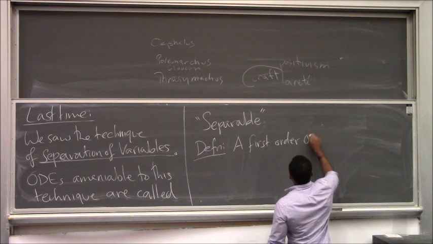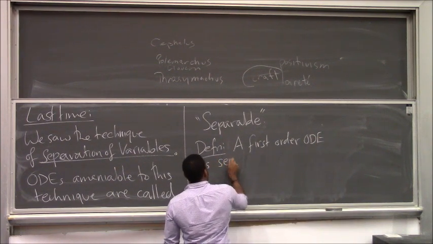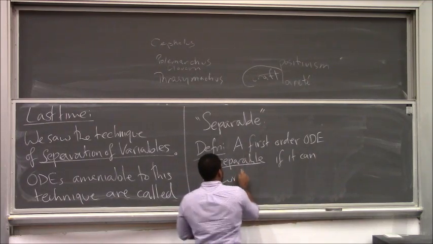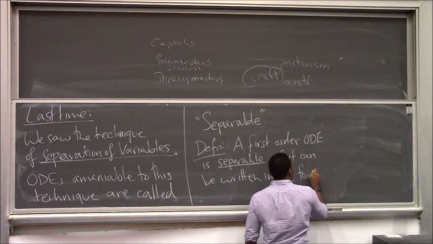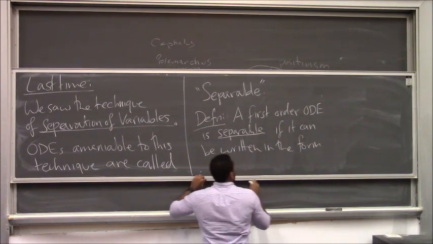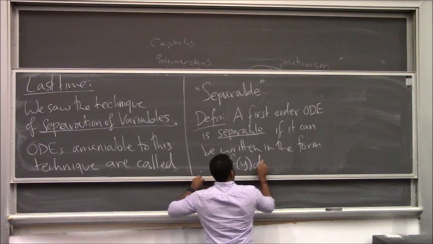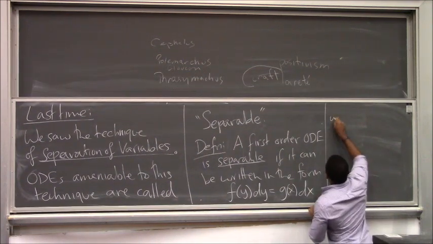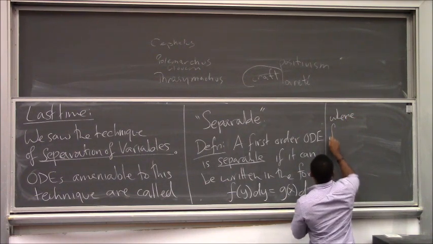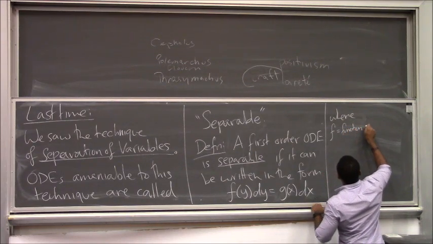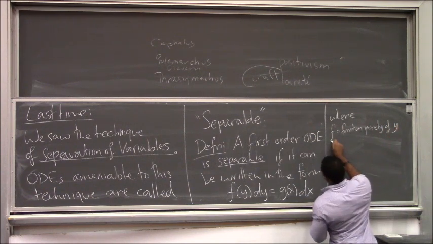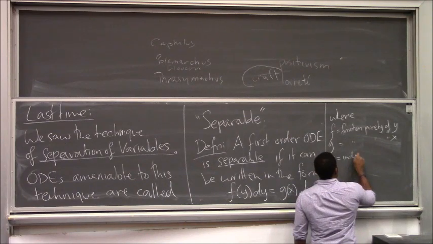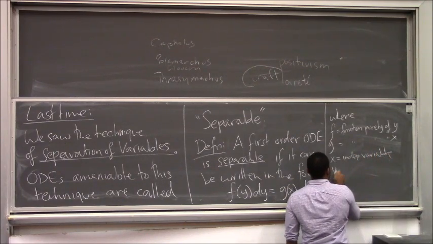A first order ODE is separable if it can be written in the form something like f(y) dy equals g(x) dx, where f is a function of y, and g is a function of x. x is the independent variable, and y is the dependent variable.